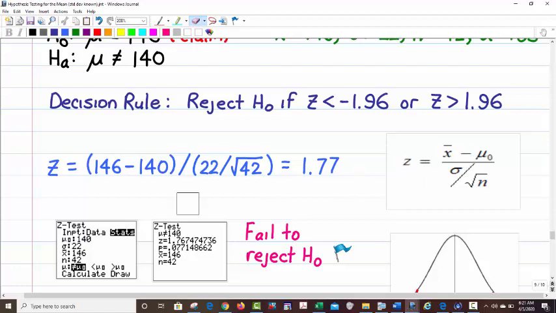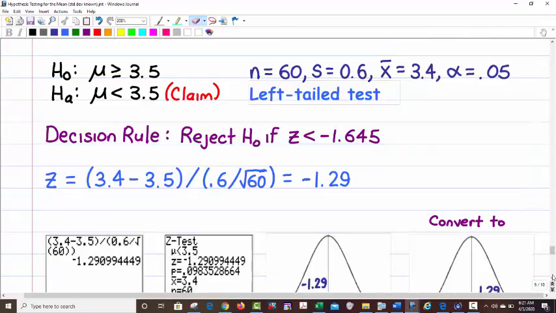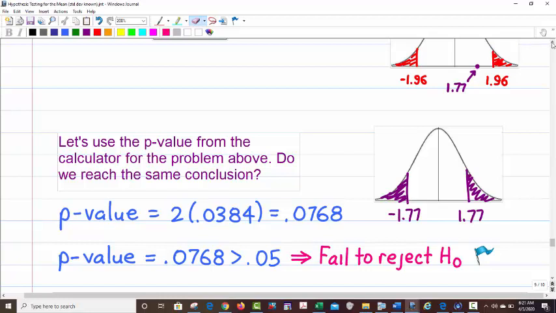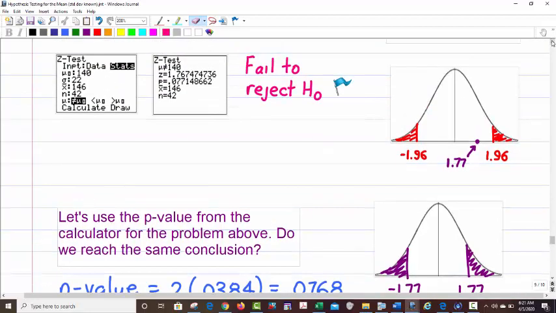I'm using the test statistic formula here, 146 minus 140 divided by 22 over the square root of 42, which gets 1.77. Now I did the test statistic in the calculator, the z-test, and you see the z equals 1.77. Notice that I drew 1.77, but 1.77 is clearly in the middle part here. It's not in either rejection zone. It's in the middle, so we fail to reject.